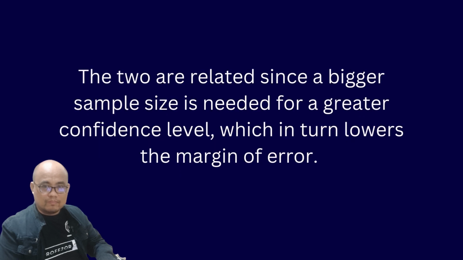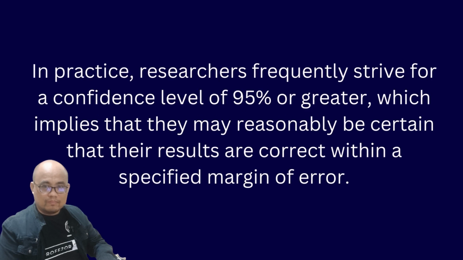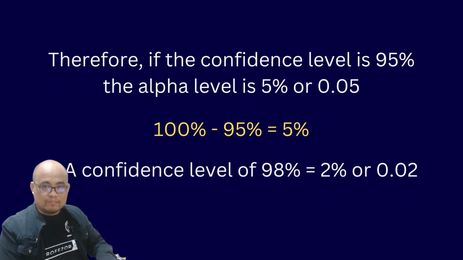The two are related since a bigger sample size is needed for a greater confidence level, which in turn lowers the margin of error. A smaller sample size, on the other hand, will lead to a lower level of confidence and a larger margin of error. So in practice, researchers frequently strive for a confidence level of 95% or greater, which implies that they may reasonably be certain that their results are correct with a specified margin of error.